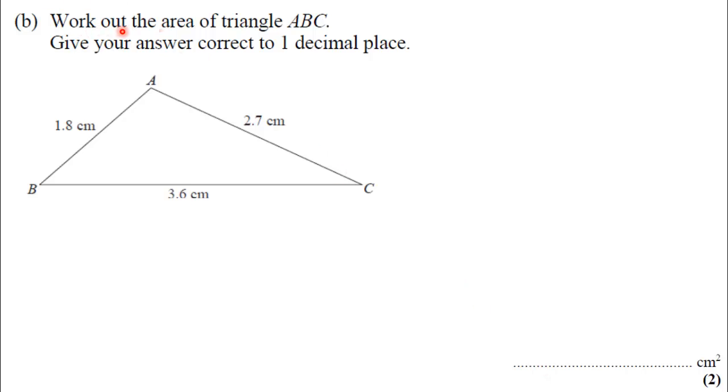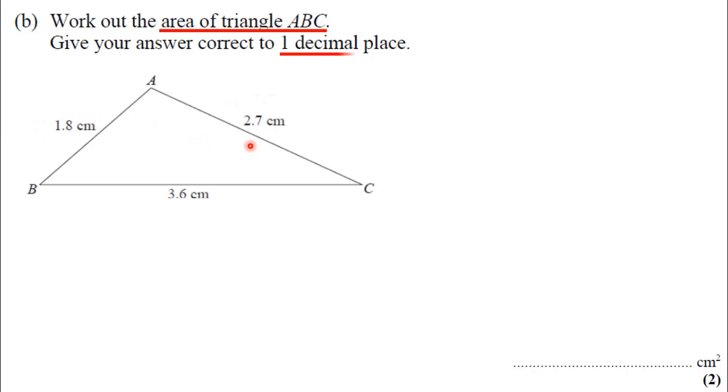In part B, they said work out the area of the triangle ABC. So they want us to work out the area of a triangle. Now this is not a right angle triangle. I know its base. I don't know its height, right? But I know there's a formula to work out the area of a triangle that's not a right angle triangle if I know an angle and the two sides on either side of it.